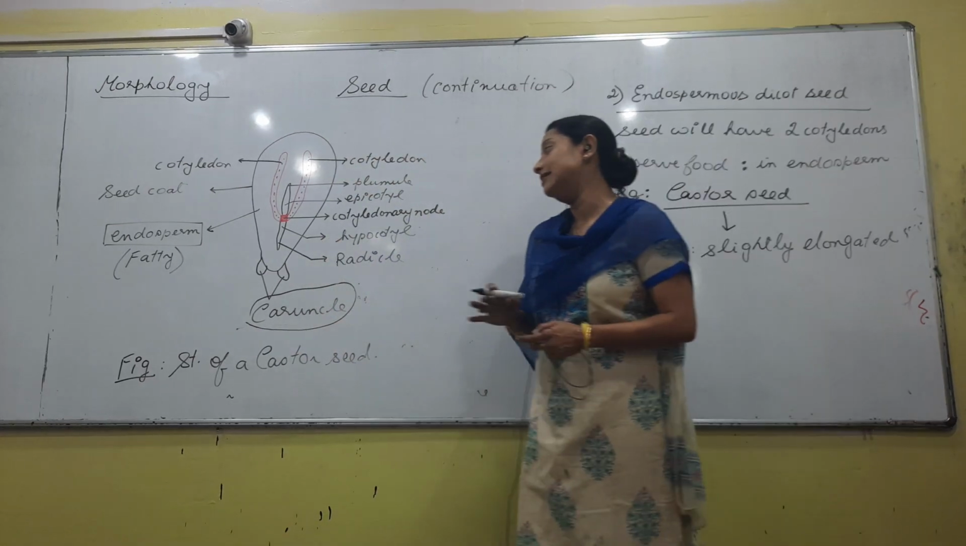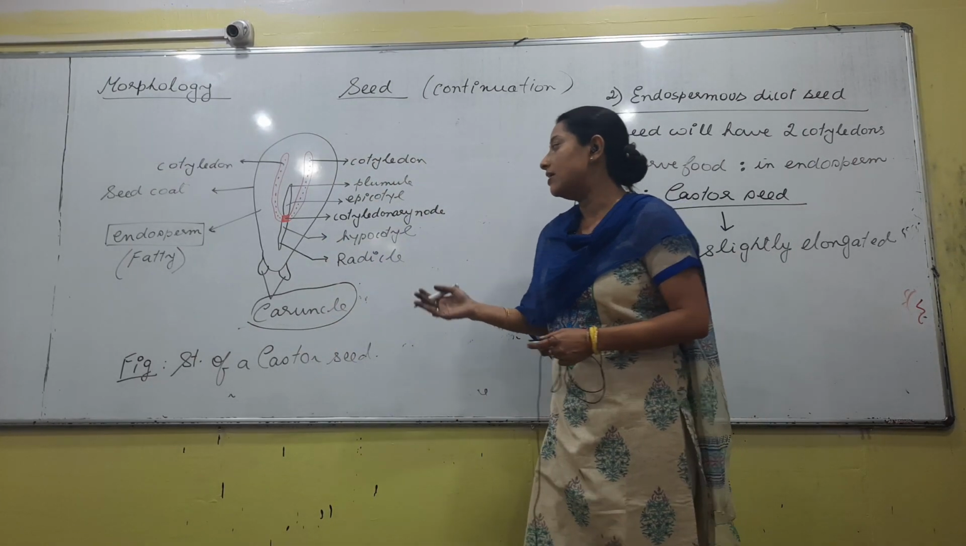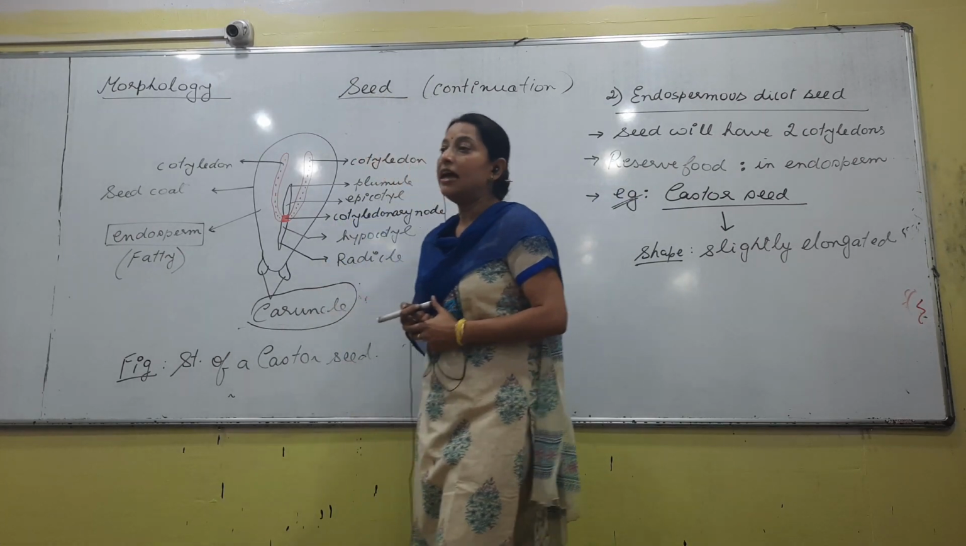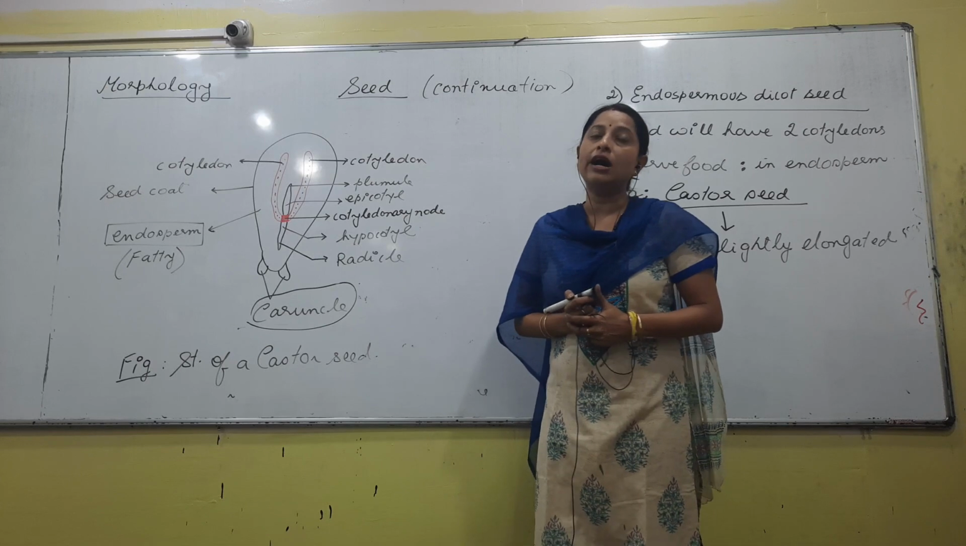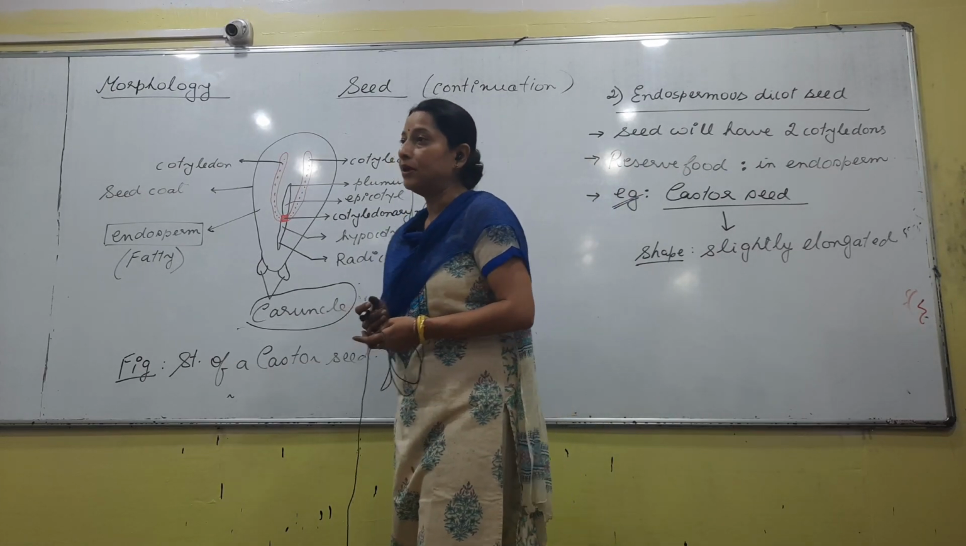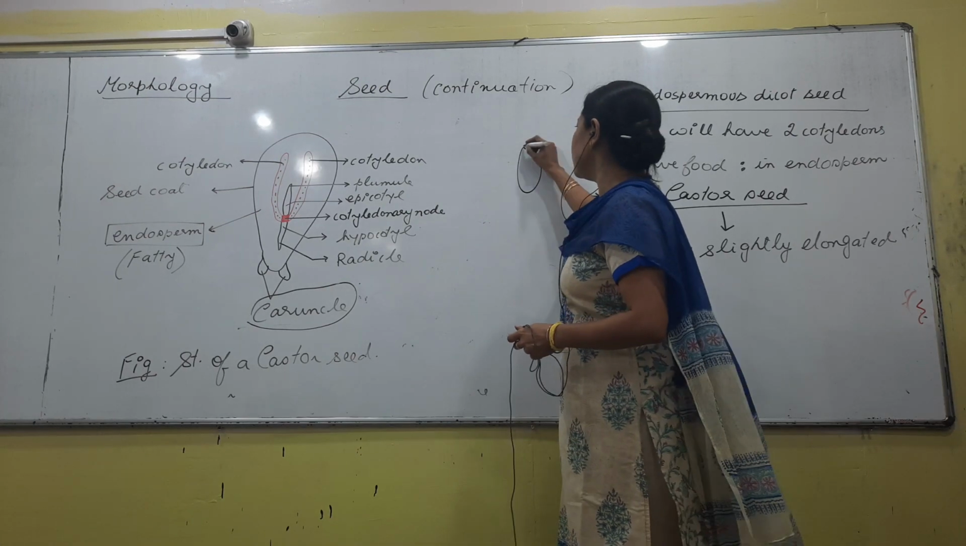Now, what is a caruncle? Scientists are of the opinion that the caruncle is nothing but the remains of a third integument. Remember, we have talked about an ovule. An ovule has two integuments when we are talking about angiospermic seed, right? In the last class, we have drawn something like this.